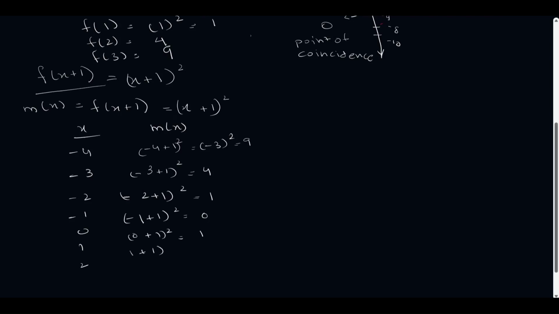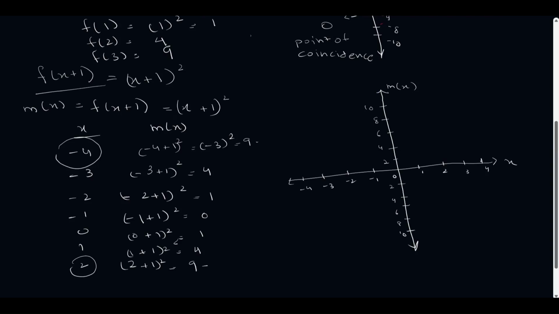(1+1) whole squared will be equal to 2 whole squared, which will be 4. (2+1) whole squared will be equal to 3 whole squared, which will again be equal to 9. So we're starting from 9 and we're ending on 9, but we see that our x has now shifted to -4 from -3 and it ends on 2. So now let's try to plot this graph here. Okay, so now let's try to plot our graph.